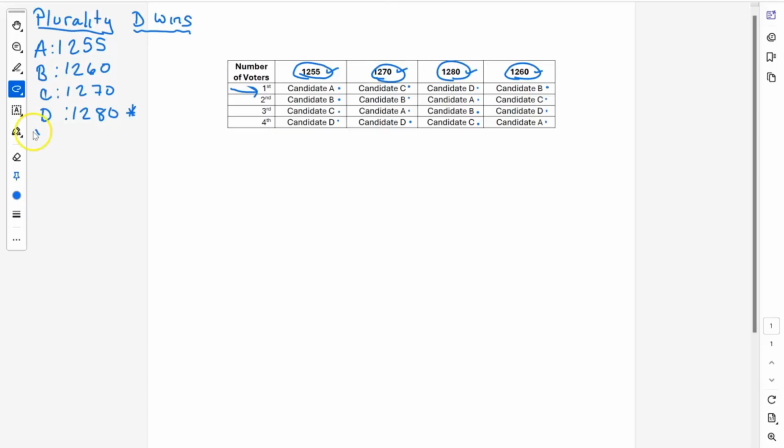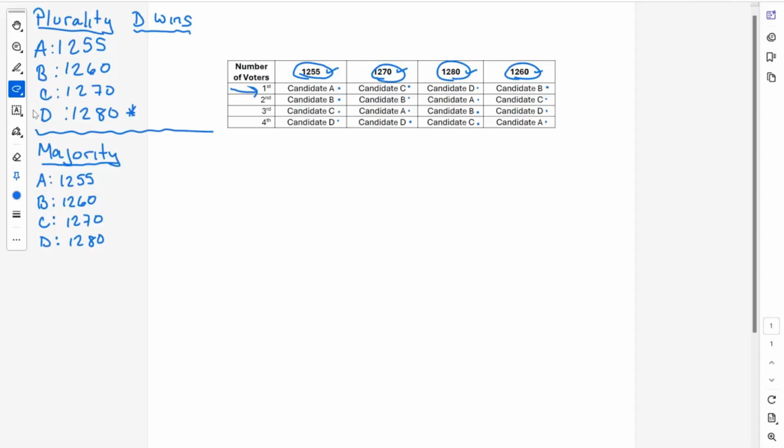So one way that we can strengthen this idea of plurality is by using an election system called majority. Now, in majority, we look at, again, just the first choice votes. And in fact, the results are identical to plurality, right? So A would get 1,255, B would get 1,260, C would get 1,270, and D would get 1,280.